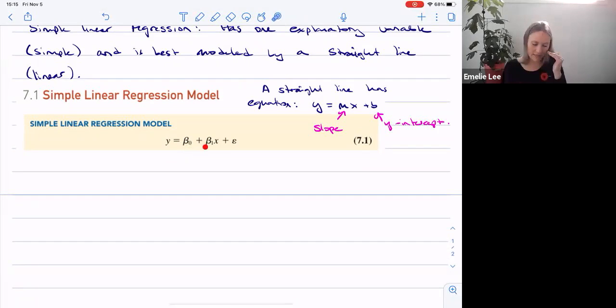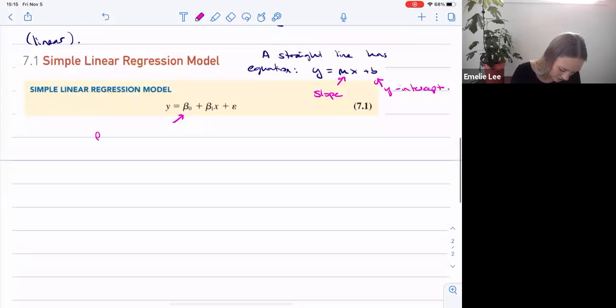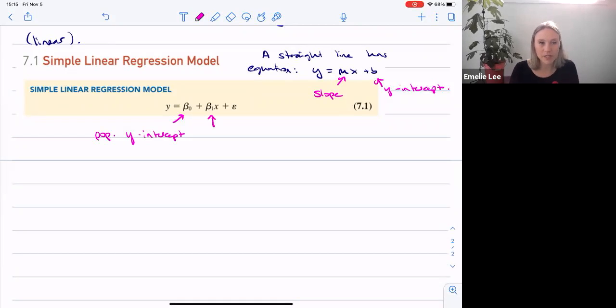So if we map that knowledge to this here, because it looks like we've got a similar situation, but for the population, we have this beta naught. Now beta is for the population, it's a Greek letter, right? So it's from the population. And so here, this is the population y-intercept. Beta 1 is the population slope. And epsilon is the error term.